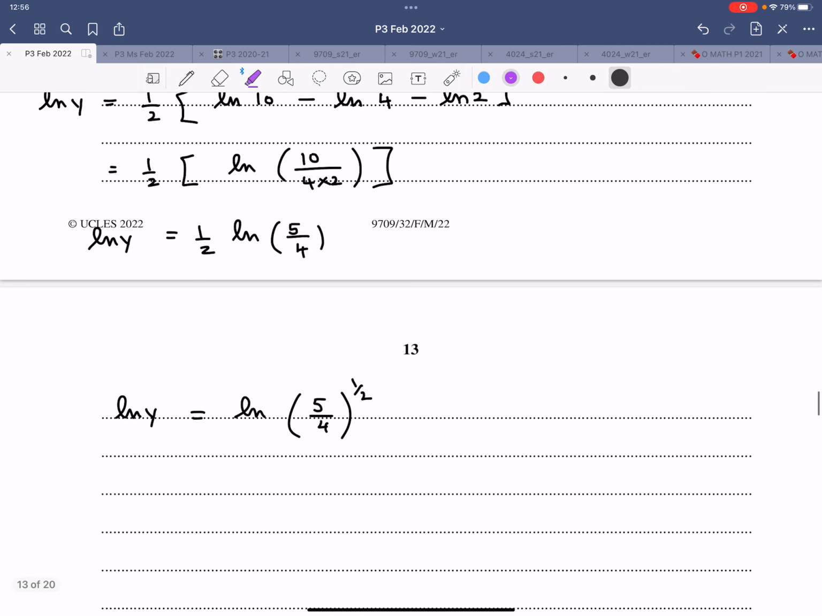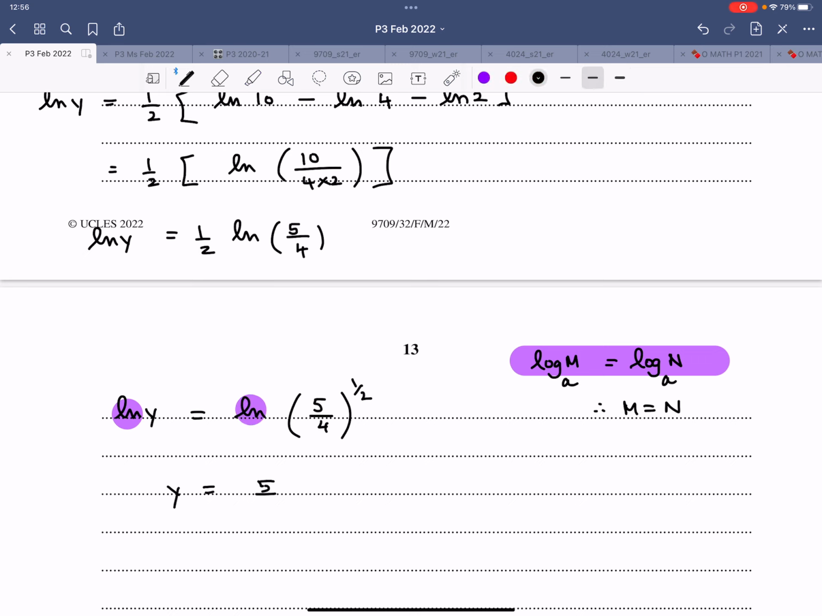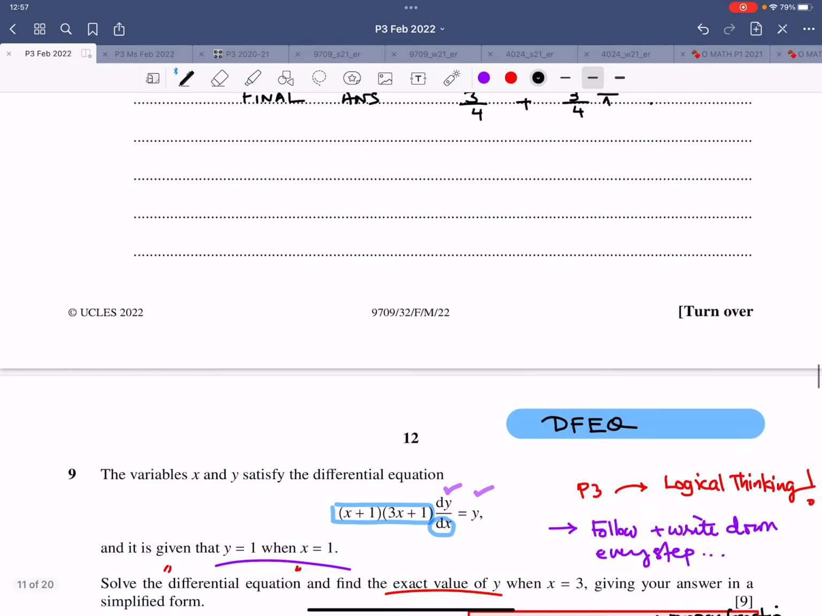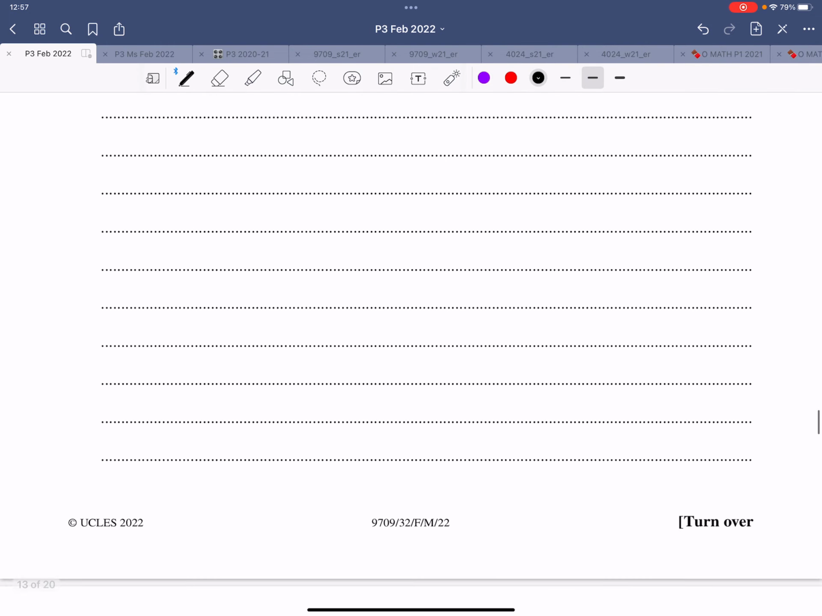Now the rule is, when you have log m base a equals log n base a, in other words, m is equal to n. So this is ln, this is ln, and therefore we have y equals 5 over 4. Let me write it properly. This is 5 over 4 raised to the power of half. That is the exact value of y, because a calculator is not used. So that was a 9-mark question, but it required a lot of effort.